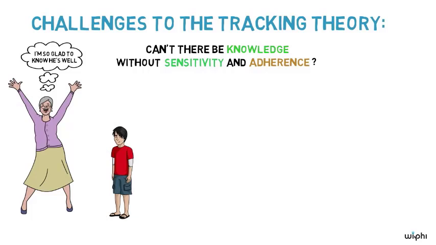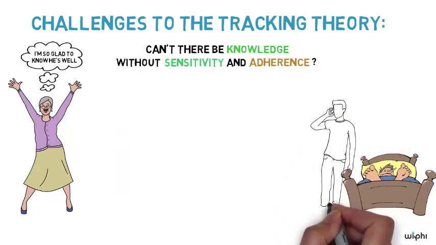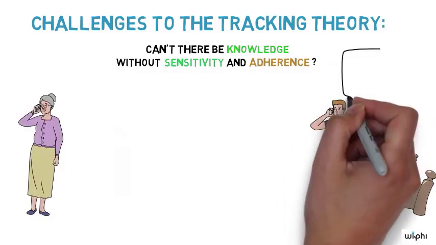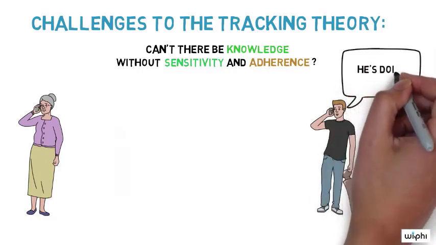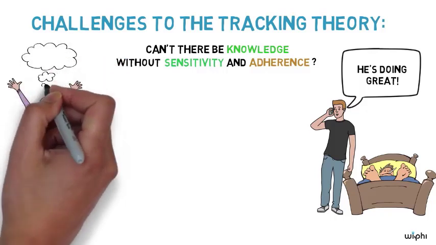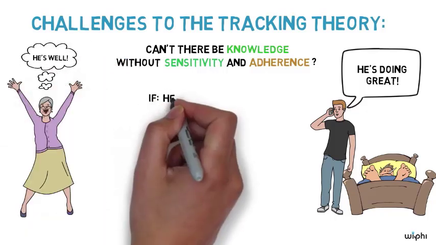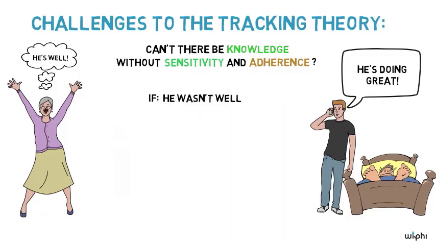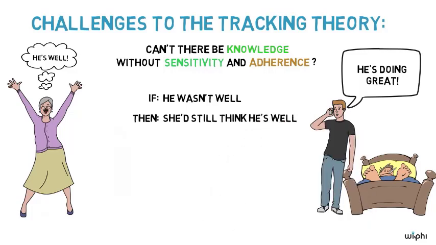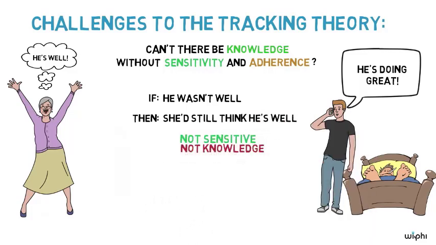But suppose that her children are so concerned about her fragile health that if her grandson had been sick, they would have kept him home, called her up, and told her that he was perfectly healthy but just couldn't make it to see her. She would have believed them. It looks like her belief then doesn't meet the sensitivity requirement. If her grandson had not been well, she would still have believed that he was well. So according to the tracking theory, she doesn't know that he's well. And that just seems wrong.